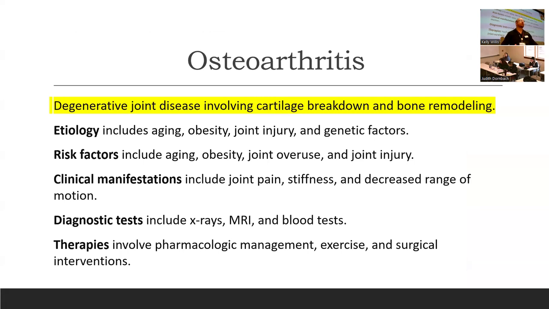Okay, so we'll start with osteoarthritis, degenerative joint disease involving cartilage breakdown and bone remodeling. So know that one. Etiology includes age, obesity, joint injury, and genetics, probably to a smaller extent. Risk factors: aging, obesity, joint overuse. Some of these are modifiable and non-modifiable, so know the difference between those two. Age would be non-modifiable. Obesity and joint overuse are modifiable, and to a certain extent, joint injury could be modifiable, but sometimes non-modifiable.